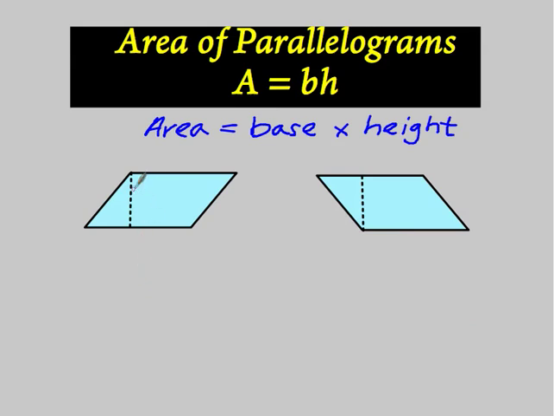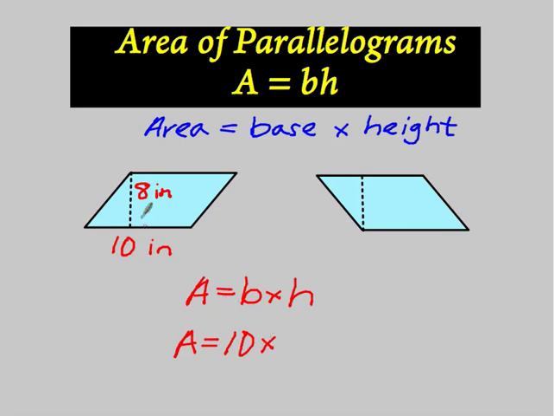Let's look at our first parallelogram. We're going to say that the height, which we'll call h, is 8 inches. And we're going to say our base is 10 inches. So to find the area of that parallelogram, area equals base times height. So area equals base, 10, because that's on the bottom like the basement, times height, which on our parallelogram is 8. So 10 times 8 equals 80.